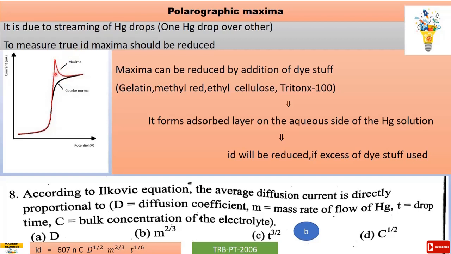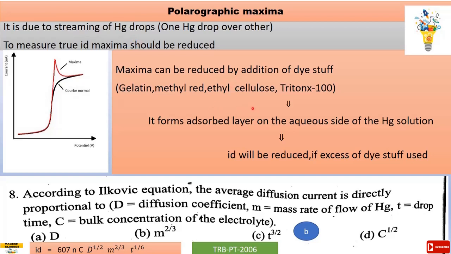So to reduce the maxima, we add surface active agents, that is dye stuff, like gelatin, methyl red, ethyl cellulose, Triton X-100, etc. So in the previous questions, we have discussed why gelatin is added. The gelatin is added to minimize the polarographic maxima. Otherwise, we tell that the streaming of mercury. Streaming is nothing but the drops going one over another.